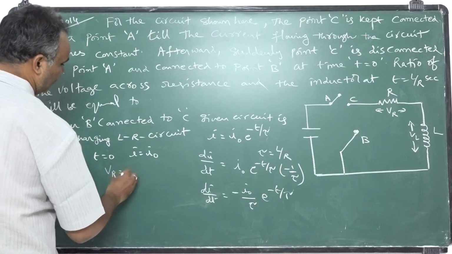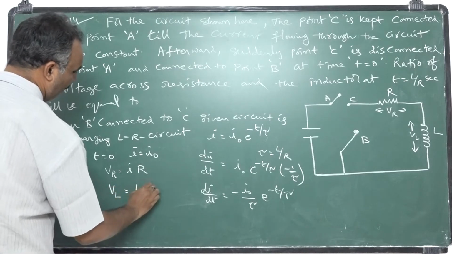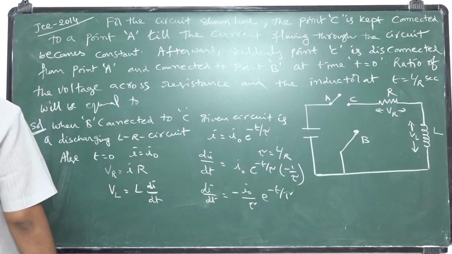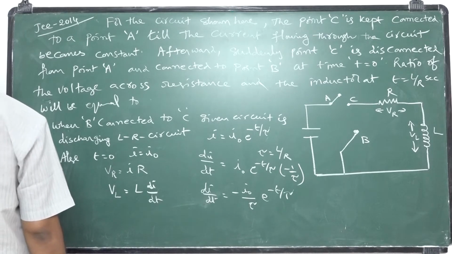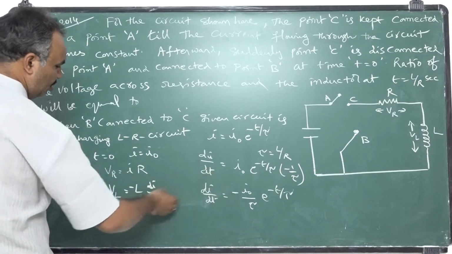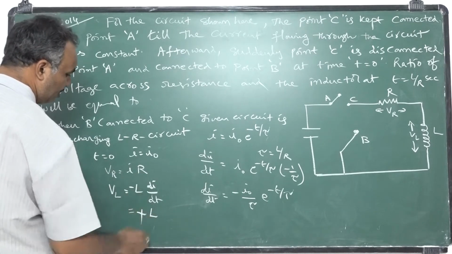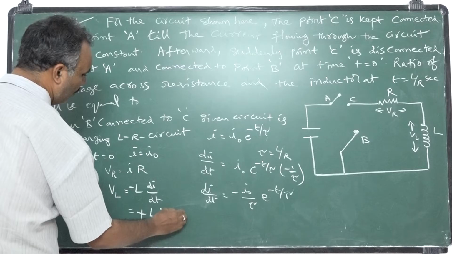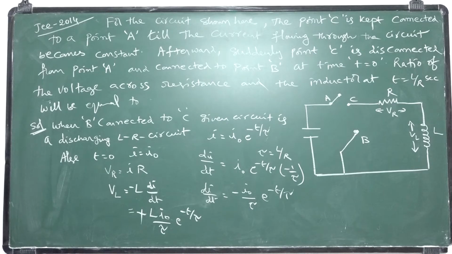Now, take voltage across the resistor as VR and voltage drop across the inductor as VL. Voltage across resistor is IR, voltage across inductor is L into di by dt. Therefore, I calculated di by dt value. So, strictly it is minus L into di by dt. When you substitute that here, minus into minus becomes plus L I naught by tau e power minus t by tau. Clearly, I calculated voltage across resistor as well as voltage across inductor.